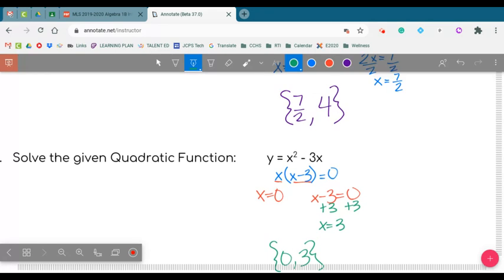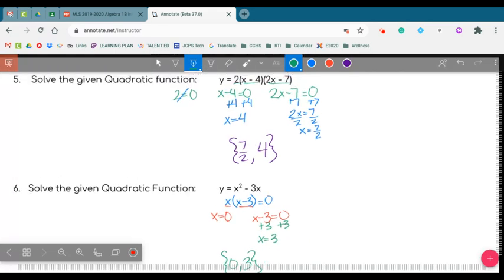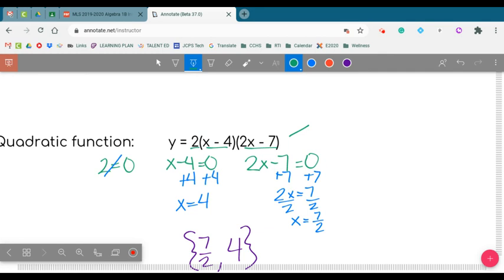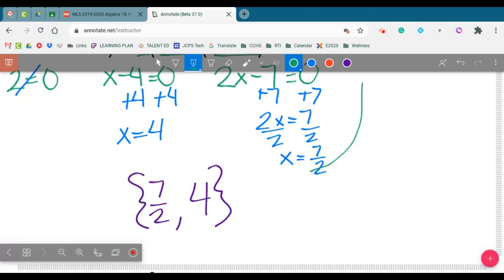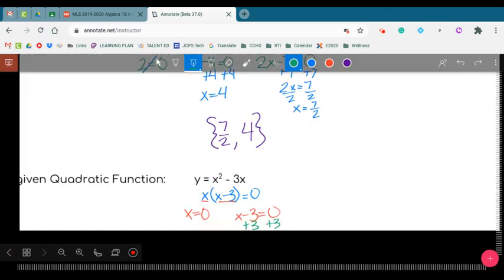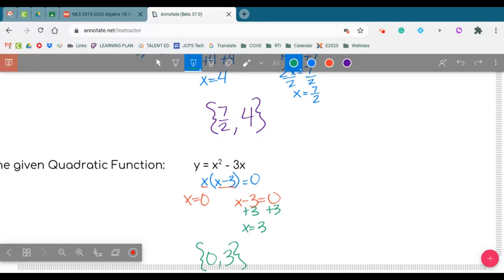So you may ask, how did you know to factor out? Well, this one's already factored. I don't have an x squared. And this one, I have an x in both terms. So I know I need to get rid of an x so that I can make it a lot easier whenever I'm factoring that.